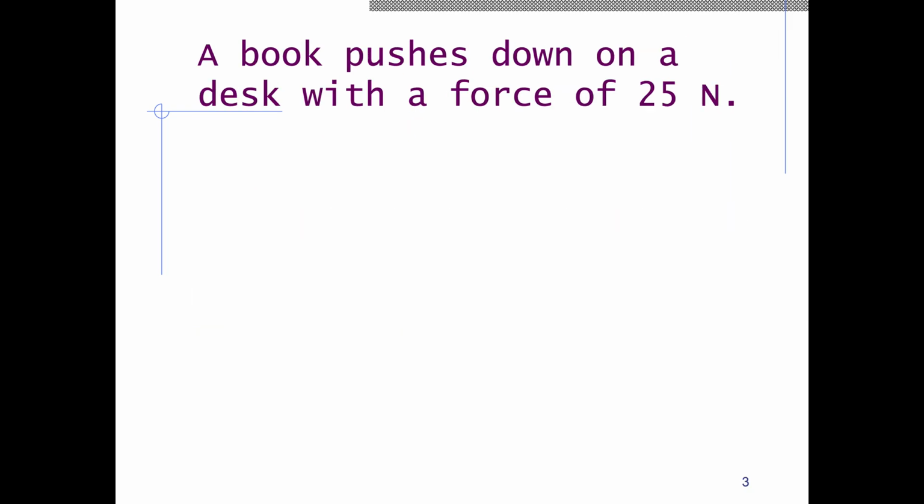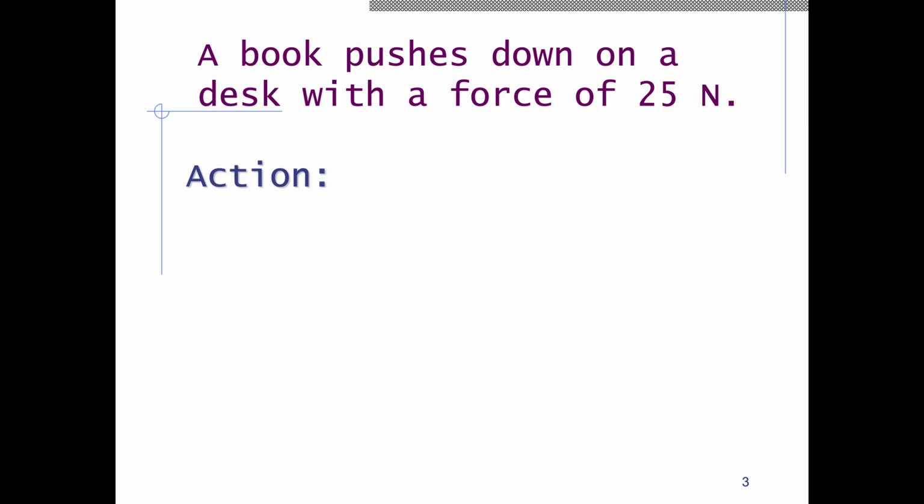So here's another example. We've got a book pushes down on a desk with a force of 25 newtons. So in my mind, I'm thinking, all right, what do I have? I've got a book and I've got a desk. And I've got the book pushing down with 25 newtons. So that means that the desk is going to have to push up with 25 newtons. How do I state that with an action and a reaction?